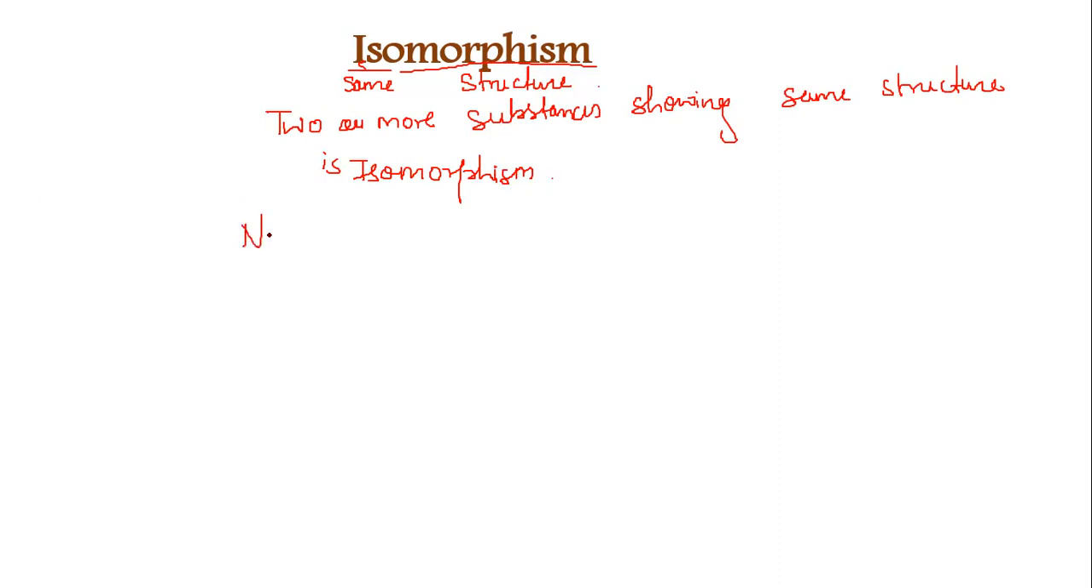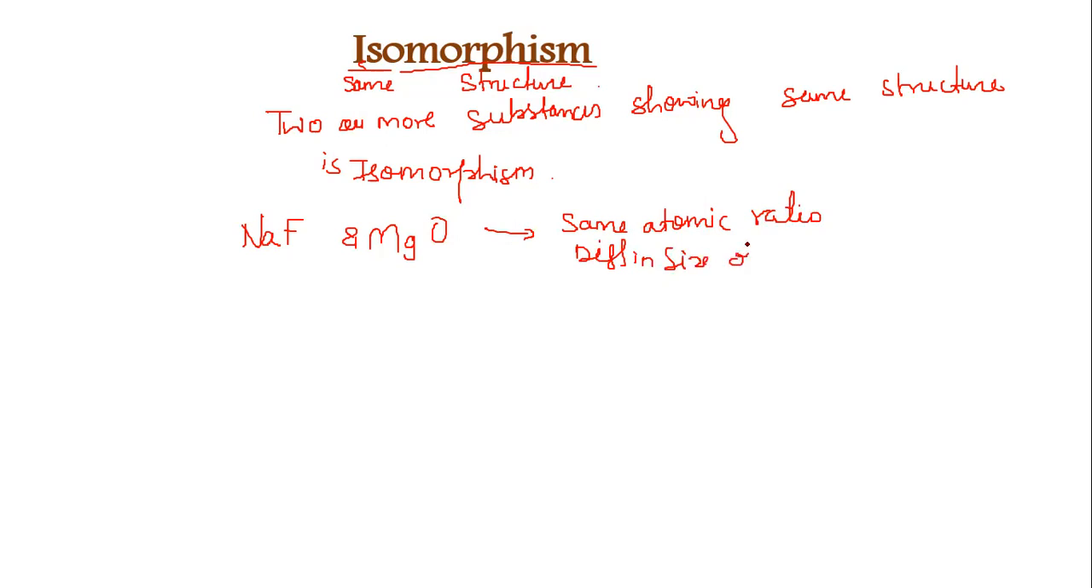Now for example, if I take NaF and MgO, they show similar structure. So similar structure होने के reason है they have same atomic ratio. They have same atomic ratio and difference in size is also very less. Difference in size of atoms is less. So now if you see here NaF, Na is present in ratio of 1 and fluorine is also present in ratio of 1. So ratio है यहाँ पे 1:1 और यहाँ पे भी ratio क्या है 1:1.